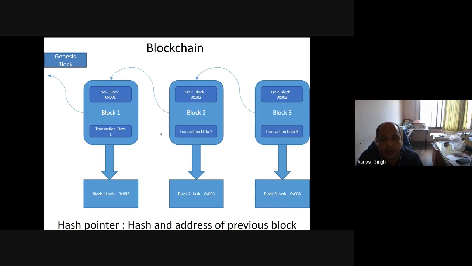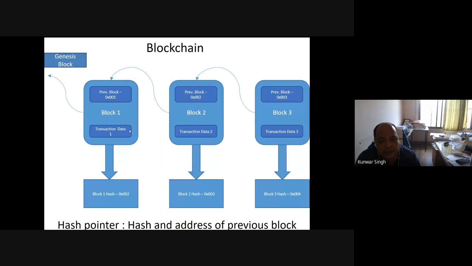What is blockchain? So blockchain, as you remember, is a chain of blocks. So the first block will be the Genesis block, which will be kept secret. That will be secret only, with the organizer. And then you have the first block, then block two, then block three. The block one will have many transactions.